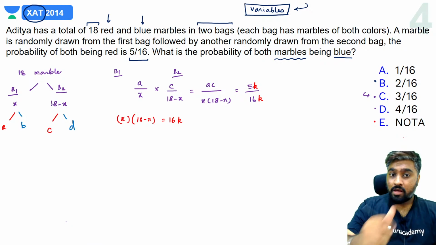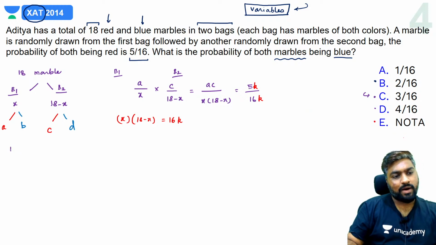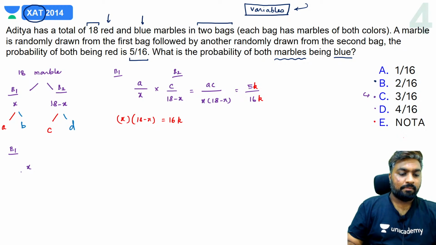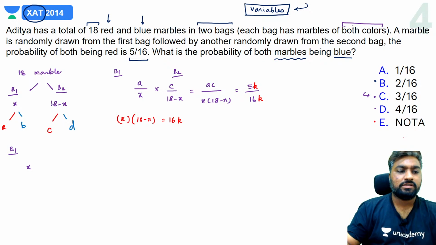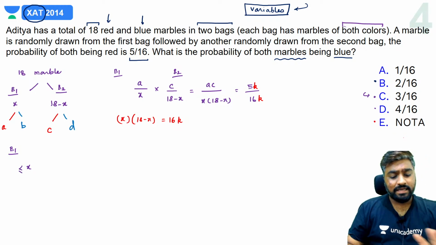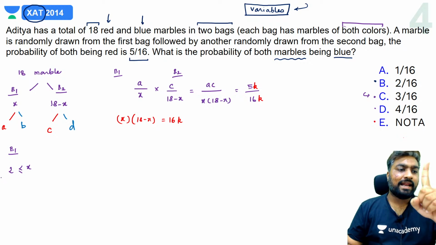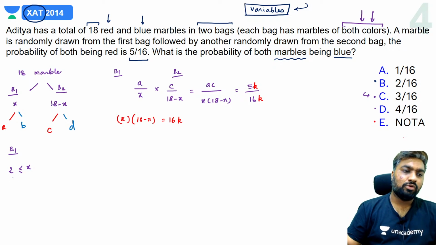Now let's look at the first bag, right? फर्स्ट बैग में कितने मार्बल्स है? X मार्बल्स. बैग 1 में X मार्बल्स है, because they are saying that each bag has marbles of both colors. Each bag definitely has marbles of both colors. What is the least number of marbles that the first bag can have? इतने तो मिनिमम होने ही चाहिए, वरना things wouldn't make sense at all. 2, correct? One of each colors. एक रेड और एक ब्लू तो होना चाहिए, तभी ये कंडीशन सेटिस्फाई होगा.